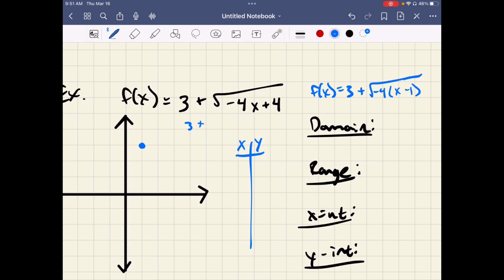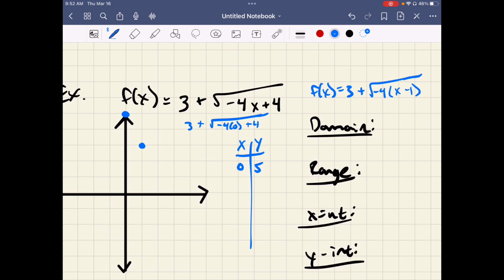So let's plug that in. So I have 3 plus the square root of negative 4 times 0 plus 4. Let's just evaluate that out. So we have negative 4 times 0, which is 0, plus 4, which is the square root of 4, which is 2, which plus 3 is 5. So if I plug in a 0 there, I get 5. So I have 0, 1, 2, 3, 4, 5. There we go. So I'm going to plot that point there.